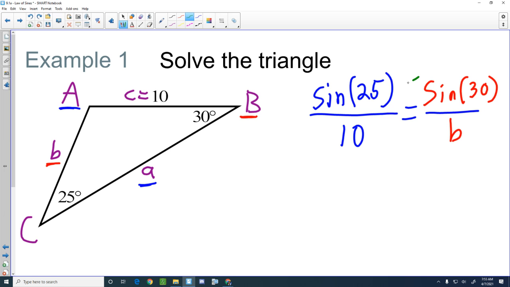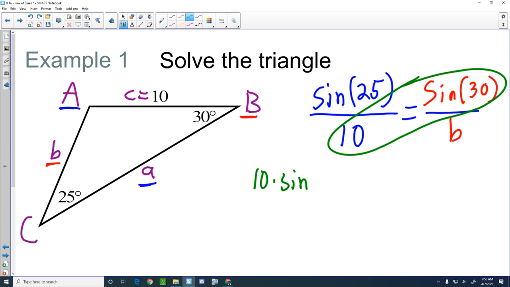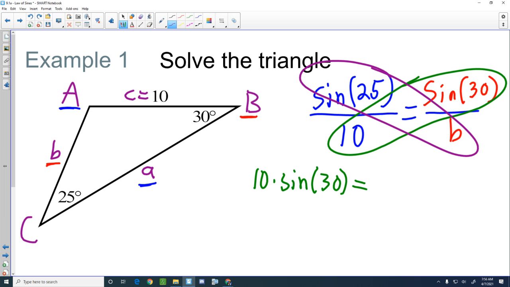All you do is you take one diagonal and you multiply it together. So I'm going to say 10 times the sine of 30, and you set it equal to the opposite diagonal. Again, you're multiplying these diagonals. So it's equal to b times the sine of 25 degrees. I could have done sine of 25 times b, but order doesn't matter when we multiply. It's commutative, as long as these aren't matrices.